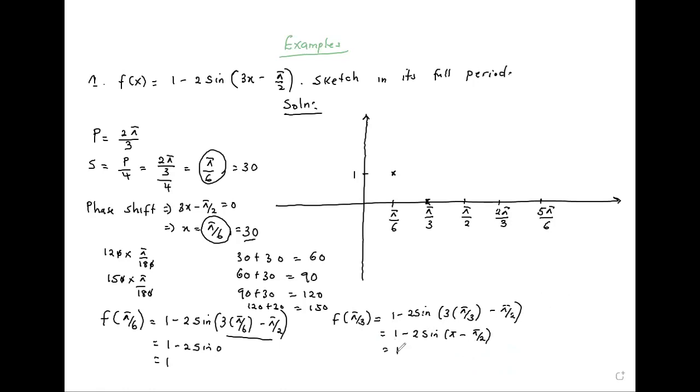So we get 90. So 1 minus 2 sine 90. Sine 90 is 1. So I have 1 minus 2 times 1. This is minus 1. So we'll get minus 1 instead. Won't it be minus 90? 180 is bigger than 90, so it will be positive. Oh, that's right.